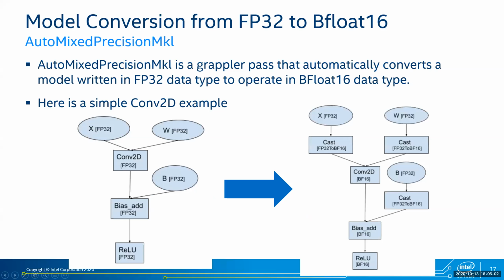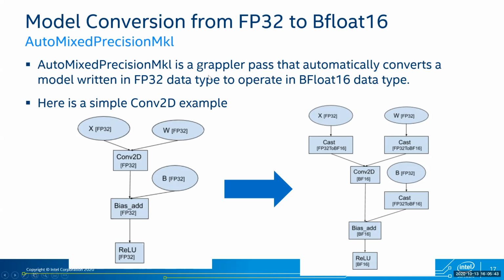So then the final topic we would like to cover is model conversion from FP32 to Bfloat16. TensorFlow actually has a new feature called Auto Mixed Precision. And Intel also provides a new feature called Auto Mixed Precision MKL. So basically, it's Auto Mixed Precision supported by MKL-DNN. It's a grappler pass that helps you automatically convert a model written in FP32 to BF16.